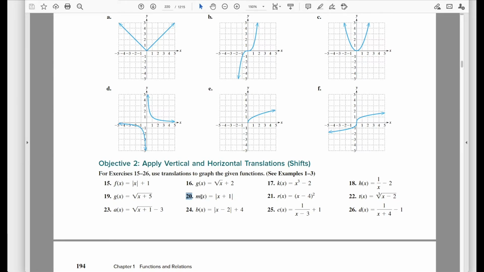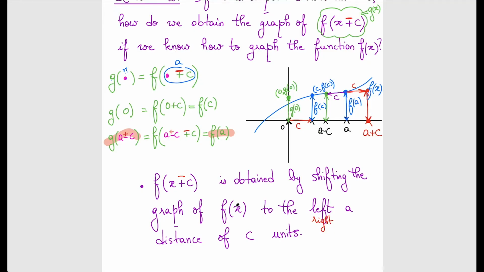To graph m of x from a parent function, clearly the parent function involved here is the absolute value function. So let's write this down. Number 20, on the same page, 193. Number 20, and here I have m of x equals absolute value of x plus 1.